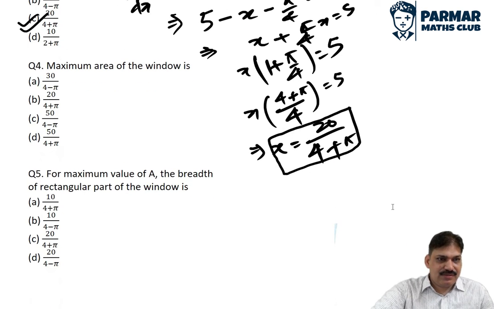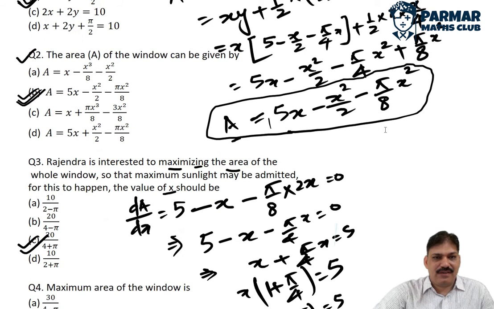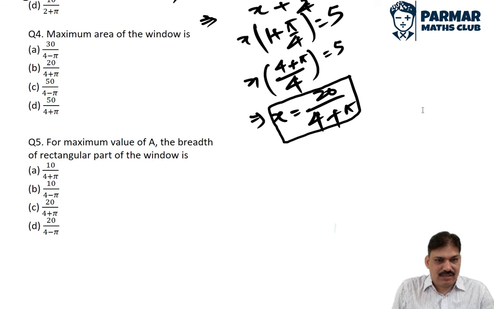Now the next question is question 4, maximum area of the window. So maximum area of the window is 5x minus x square by 2 minus pi by 8 x square. So this area actually is area, just a second.